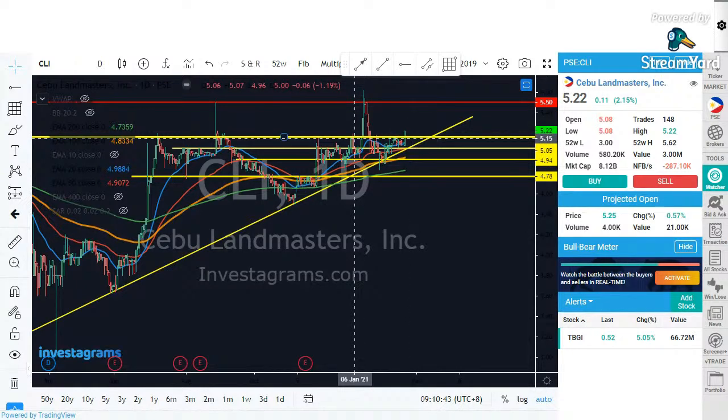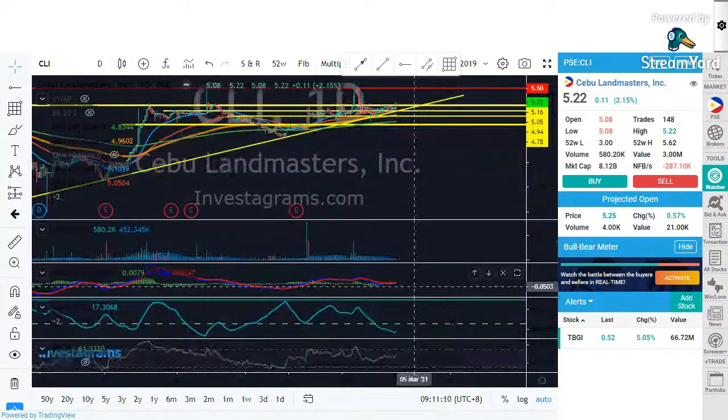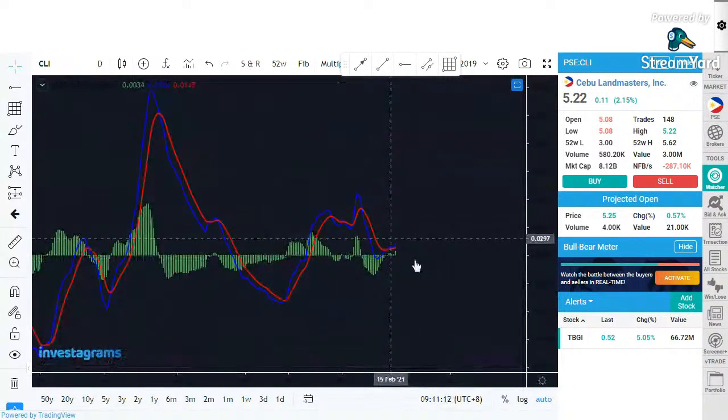If you see here, there are 5 times that this area is rejected. The price is rejected. So this is a strong horizontal resistance of CLI. But there is a breakout yesterday of that line, but we need to see the monthly. Where is the monthly now? Monthly is crossing the red line.